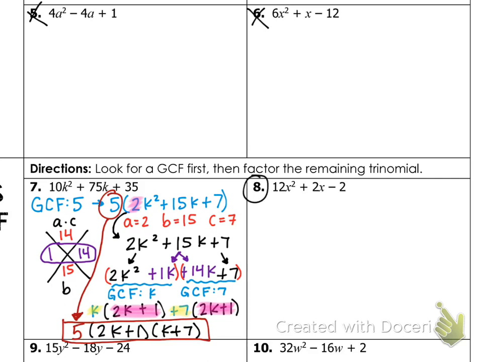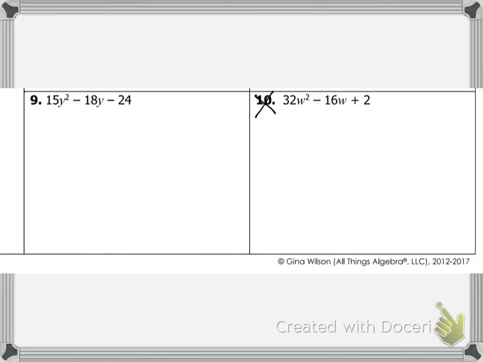Okay, I want you guys to try 8. We're going to do number 9 together, and then we're not going to do 10. So your GCF here is 3. All of these numbers can be divided by 3. This is when your multiplication tables come in handy. So 5y squared minus 6y minus 8. What did I do? I just divided every single one of these numbers by 3.